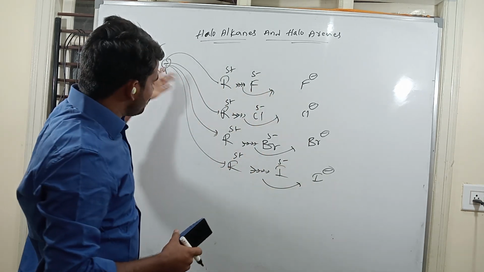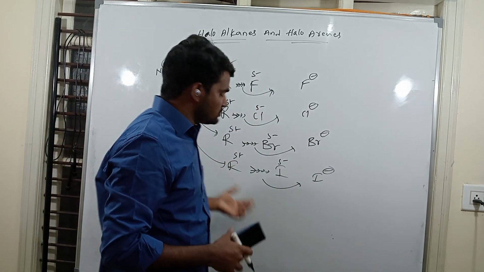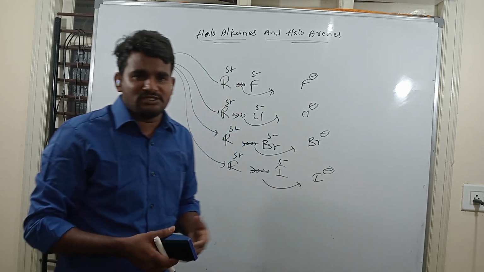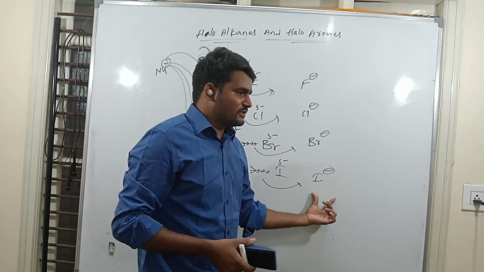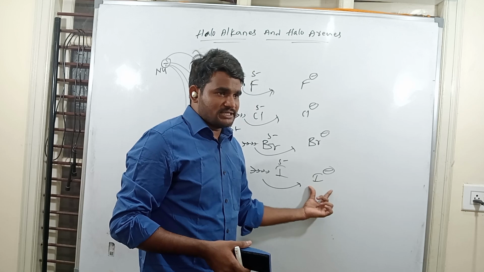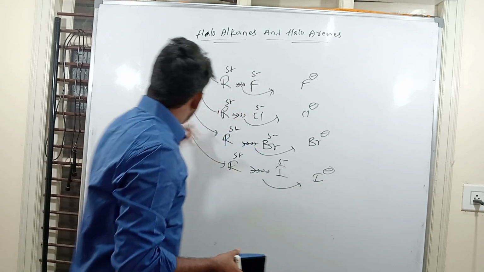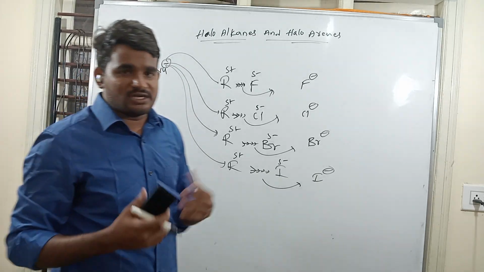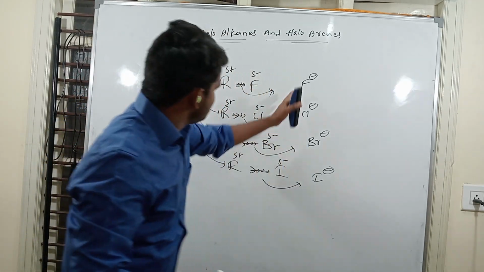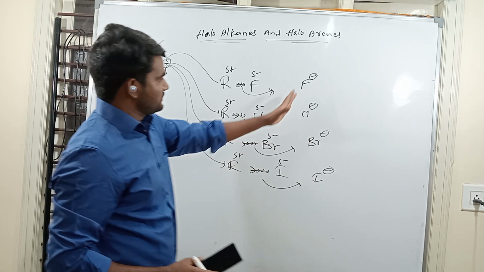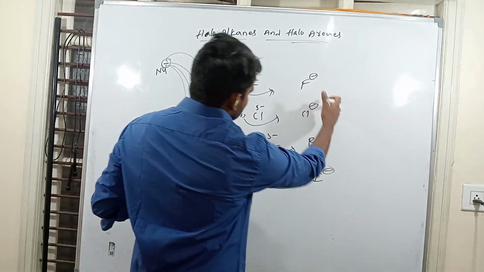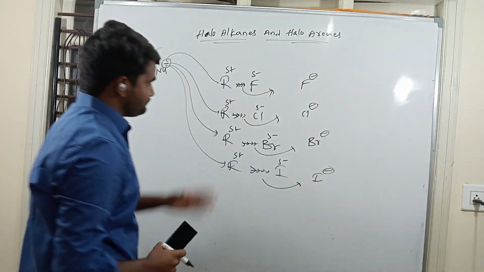That's why nucleophilic substitution reactions are involved fast. The leaving group with more stability leaves fastest, so the reactivity is high. Which is the most stable leaving group among F minus, Cl minus, Br minus and I minus?